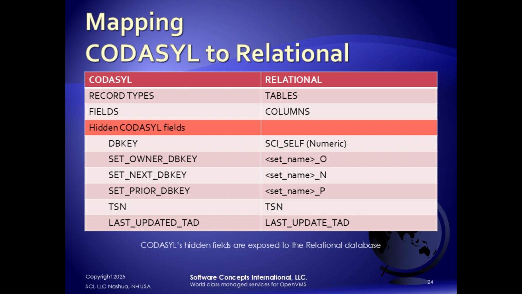Okay. So even in the relational databases, there's still a way that the records can be identified, which in RDB and DBMS are called DB keys. That expresses myself. That's a pointer to myself. And then we expose the set pointer information. What's the owner's DB key? What's the next record's DB key? Who's behind me? So I can walk that linked list in both directions.